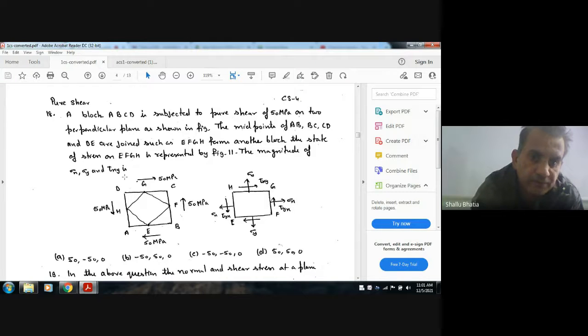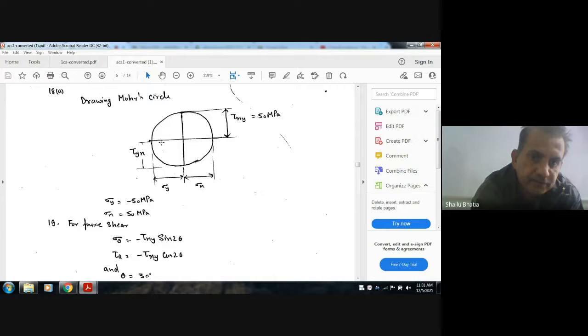This will be the plane. Then this will be the plane GH or EF. So at this plane, a compressive stress is acting that is equal to sigma y. According to figure 2, that is equal to minus 50 MPa.